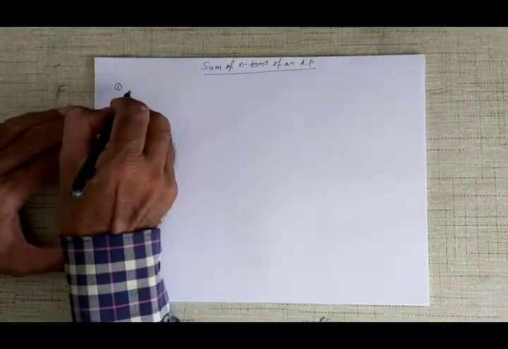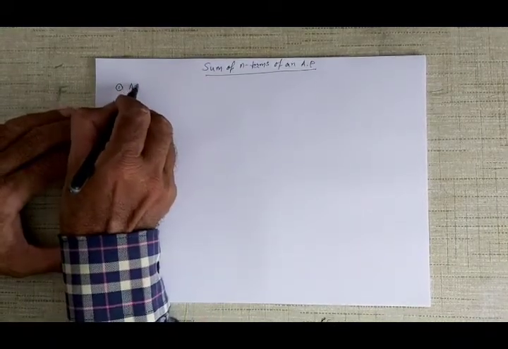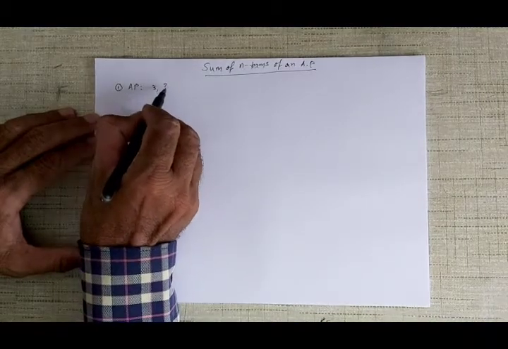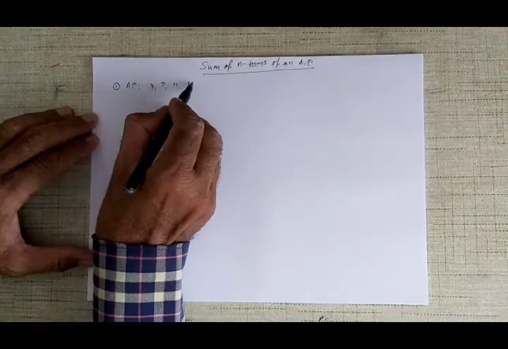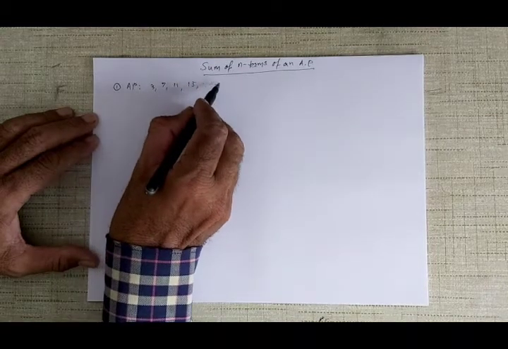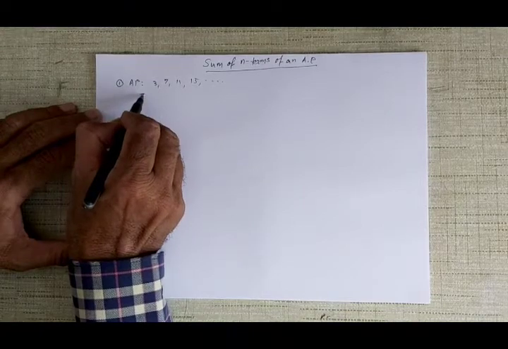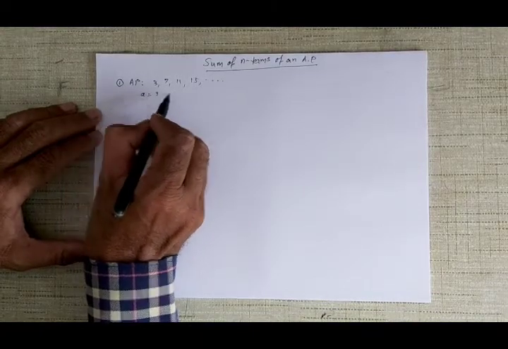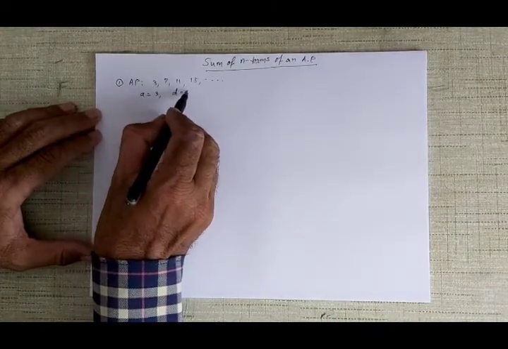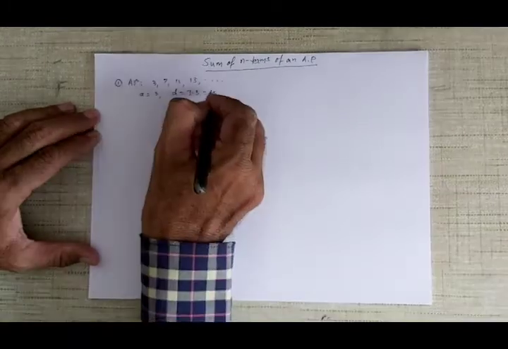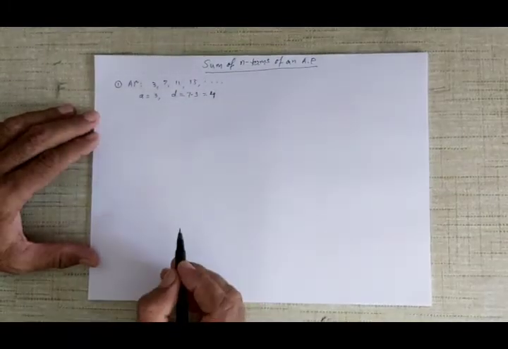Let us suppose I have got an AP. Suppose the AP is 3, 7, 11, 15 and so on. Now I've got this AP. So obviously here the first term is 3, the common difference is 7 minus 3, that is 4. Now I want to find the sum.